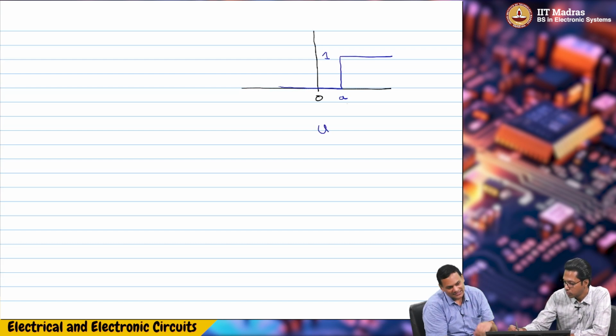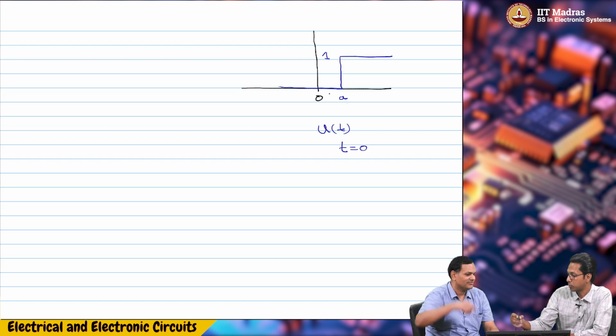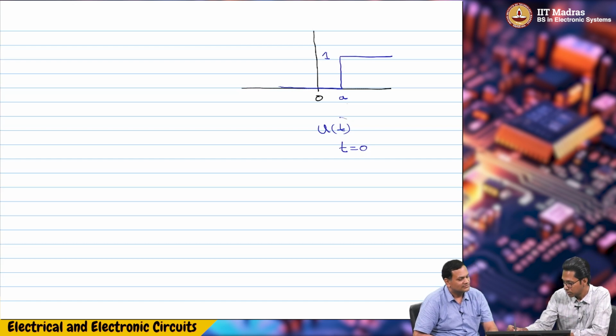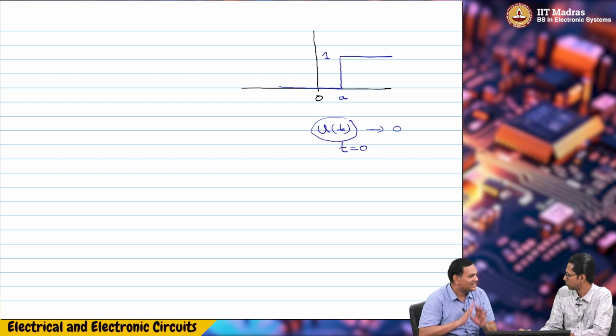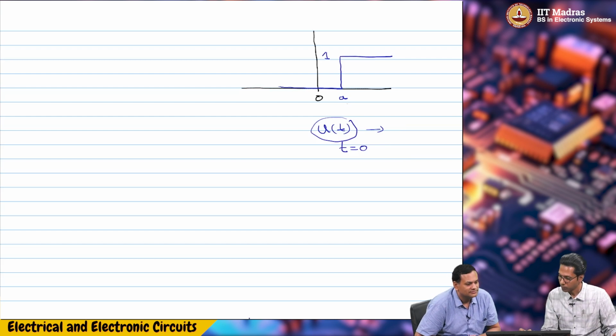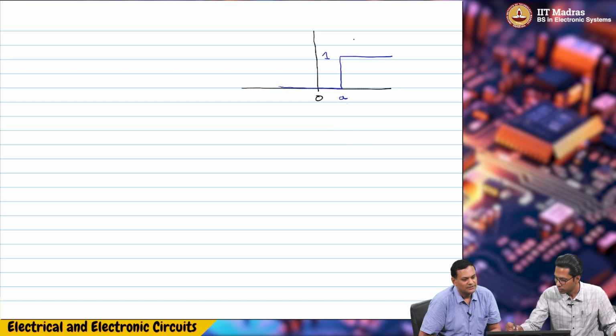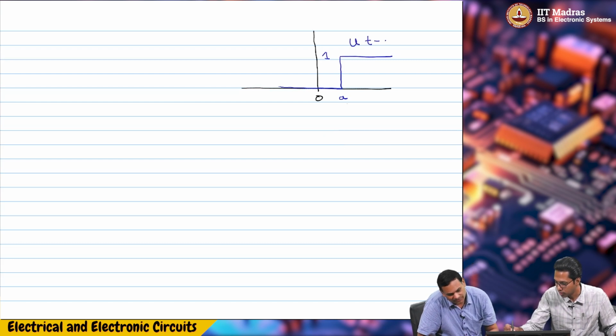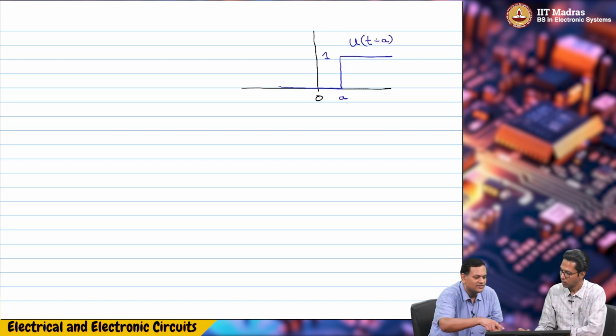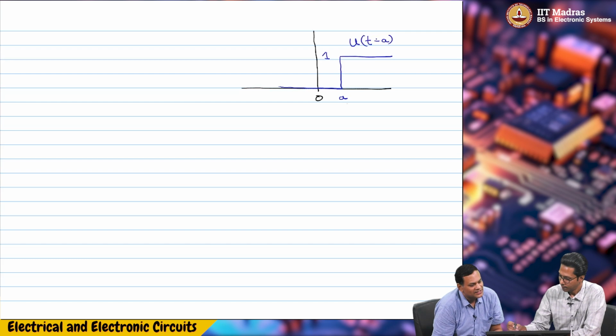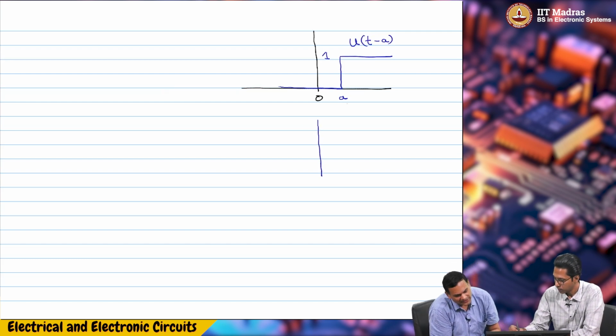So what you're saying is, u of t is stepping when t is equal to 0. Now for this function, if the argument can become 0 at a, then we are done. How to do that? t minus a will work, no? Okay. So I can represent it as u of t minus a. Because the way I'm looking, can you draw u of t on the left or at the bottom? I think that will help compare. I think I see.